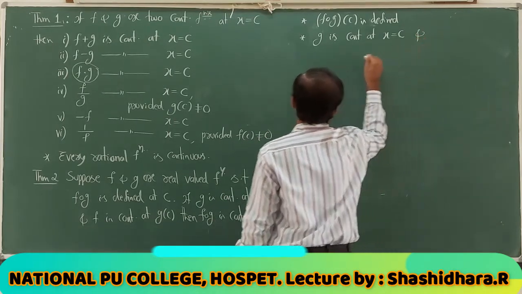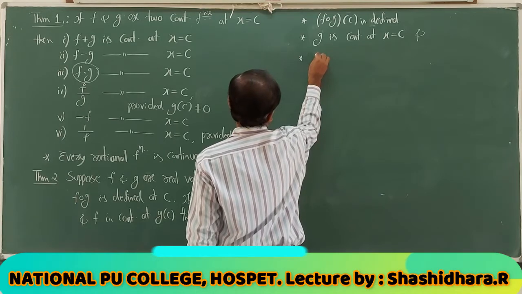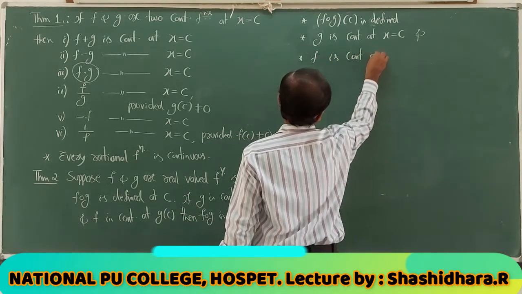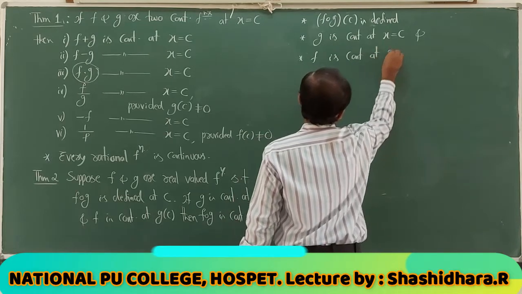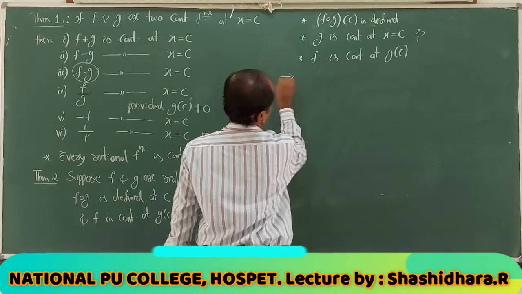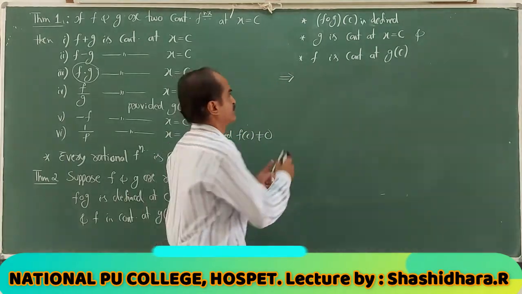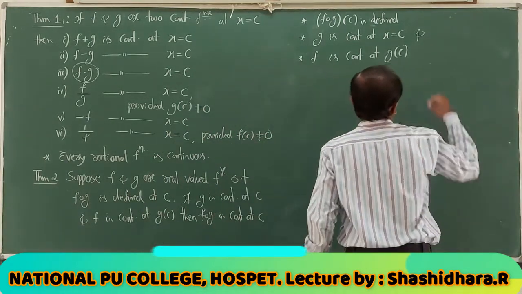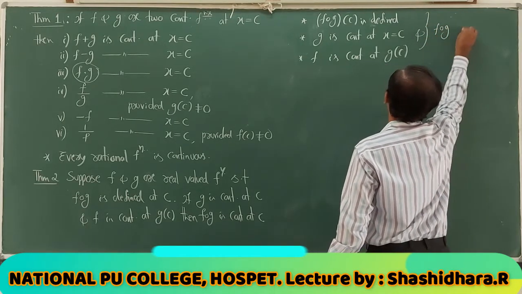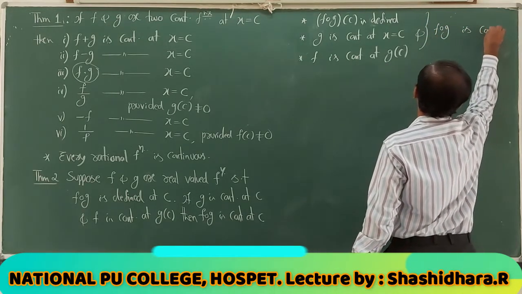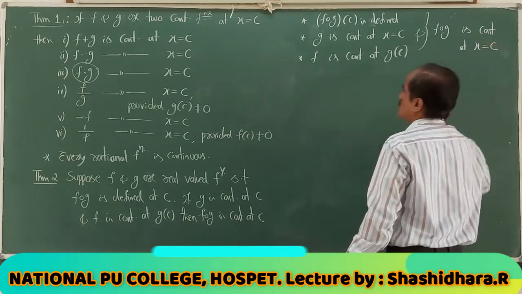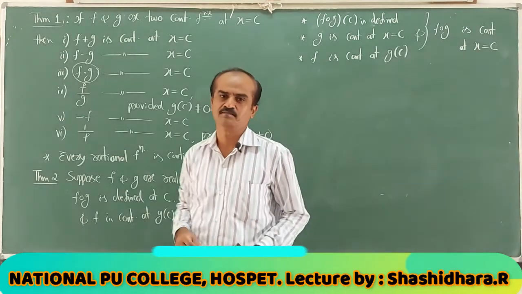and f is continuous, not at c, at g of c. If these three conditions are satisfied, then we can say f∘g is continuous at x equal to c.